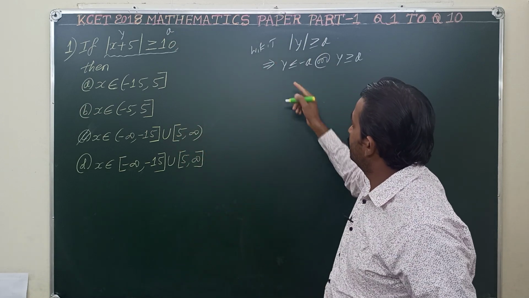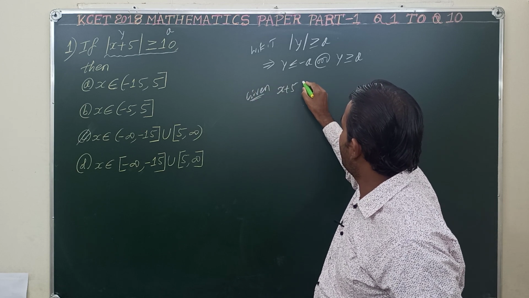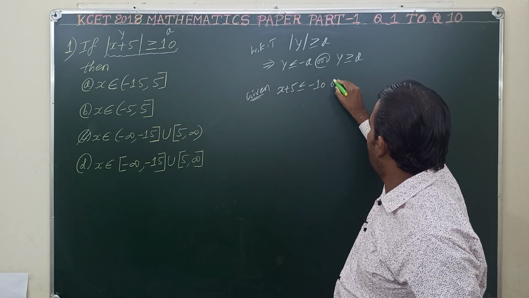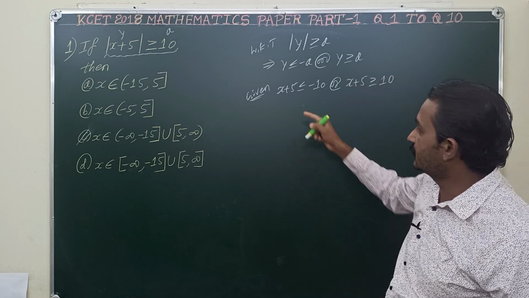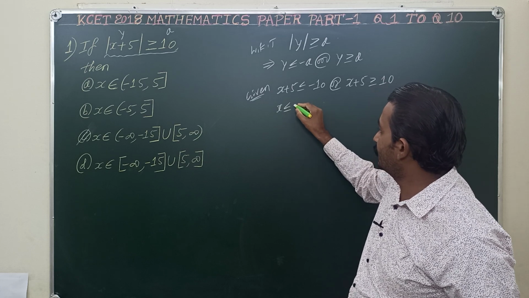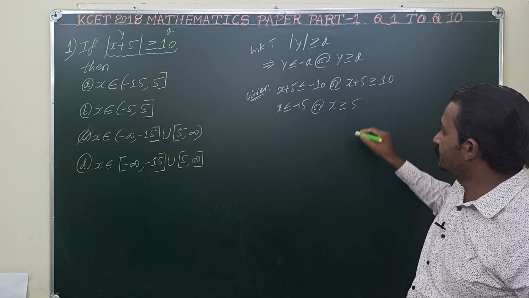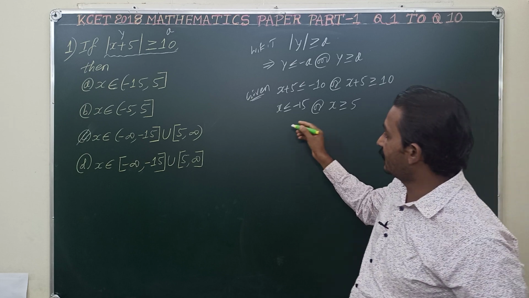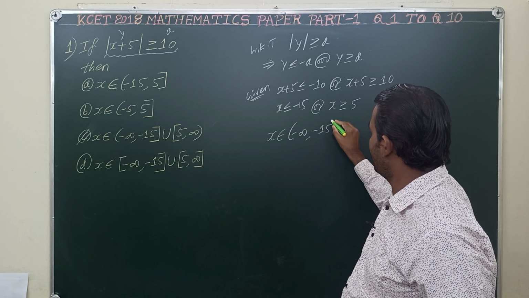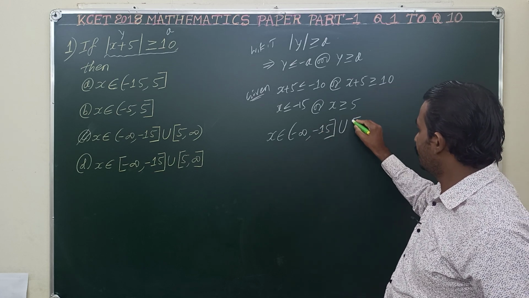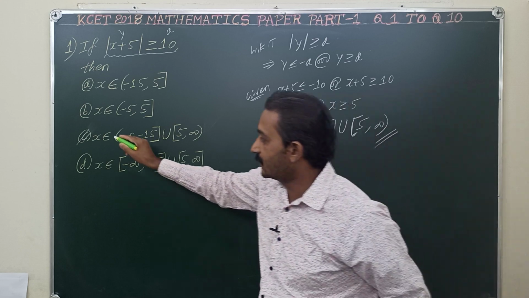Just substitute. Using the given condition, x plus 5 is less than or equal to minus 10, or x plus 5 is greater than or equal to plus 10. Just solve this inequation. x is less than or equal to minus 15, or x is greater than or equal to 10 minus 5, that is 5. So x less than or equal to minus 15 can be written in the interval minus infinity to minus 15 included, union, 5 included to plus infinity. So this is the answer. Option C is correct in this case.